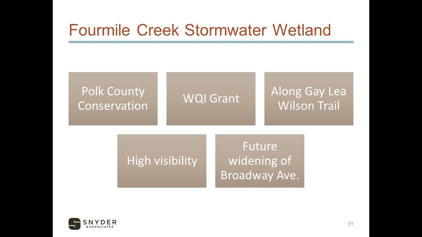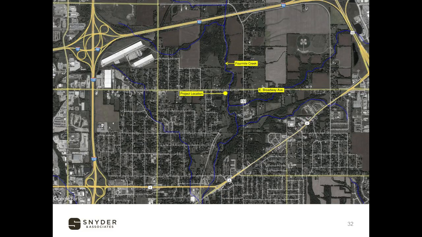So one of the things that attracted the county to this location was the high visibility, that the public would be able to see what's being done by the county. Also, it was proposed in advance of the future widening of Broadway Avenue that's going to occur at this location. So trying to get that completed before the roadway widening is completed. Just a quick location of where we're at. Like I mentioned, we're along Broadway Avenue here in Polk County and Fourmile Creek in the southwest corner of that intersection there.